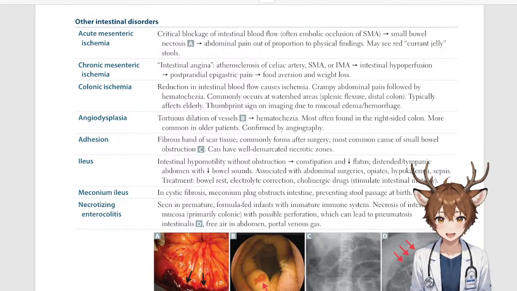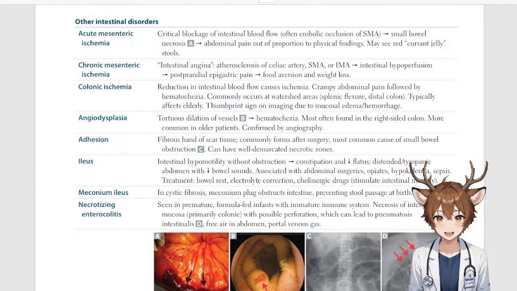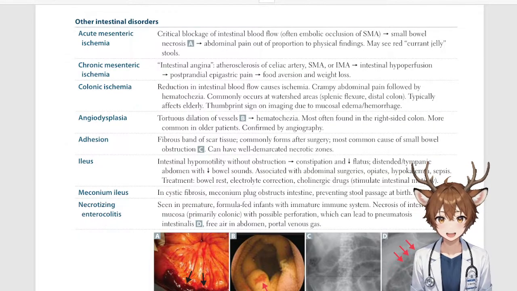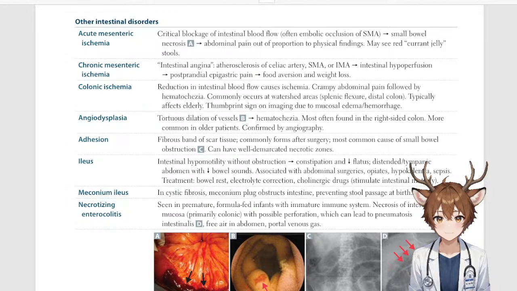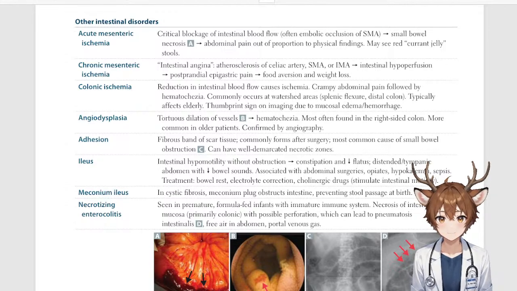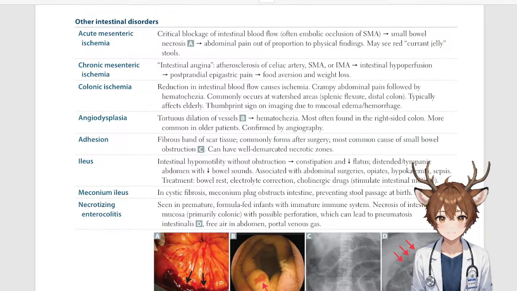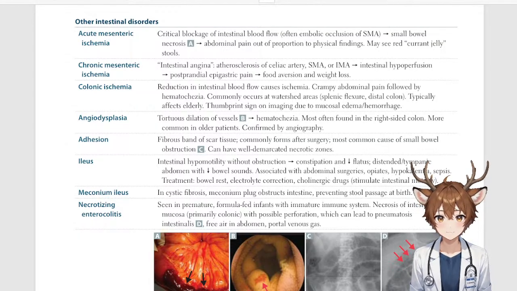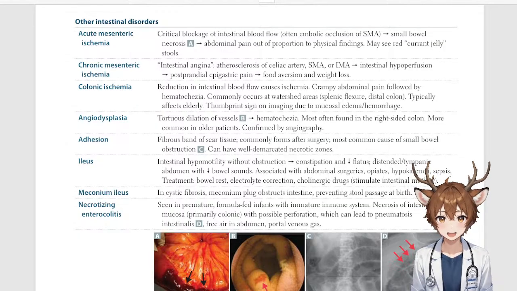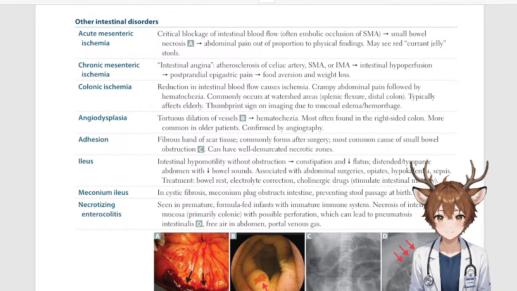Ileus: intestinal hypomotility without obstruction, leading to constipation and a decrease in flatulence, distended, tympanic abdomen with decreased bowel sounds, associated with abdominal surgeries, opiates, hypokalemia, and sepsis. No transition zone on imaging. Treatment would be bowel rest, electrolyte correction, and cholinergic drugs that stimulate the intestinal motility.